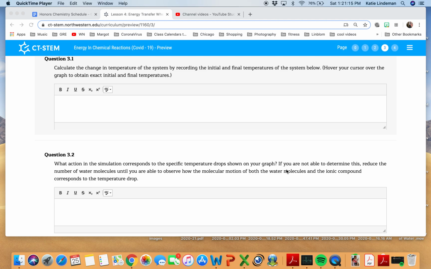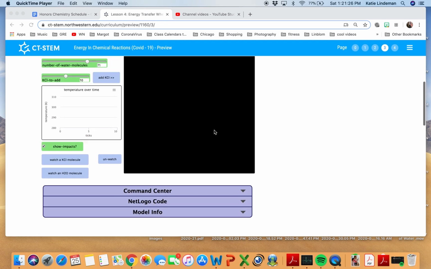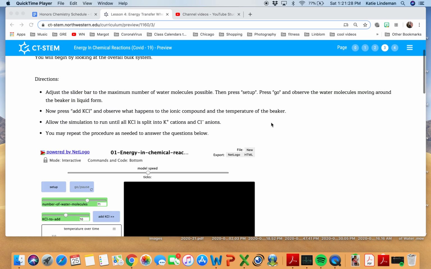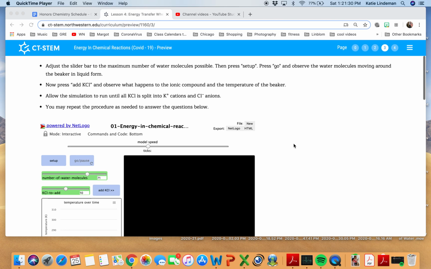So what is actually happening in the simulation that is causing the temperature to drop? And it says if you are not able to determine this, reduce the number of water molecules until you are able to determine it. All right, so let's go back up here. Adjust the slider bar so that the maximum number of water molecules are possible.